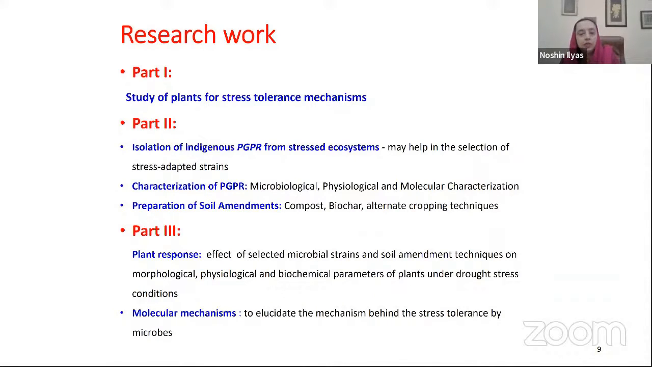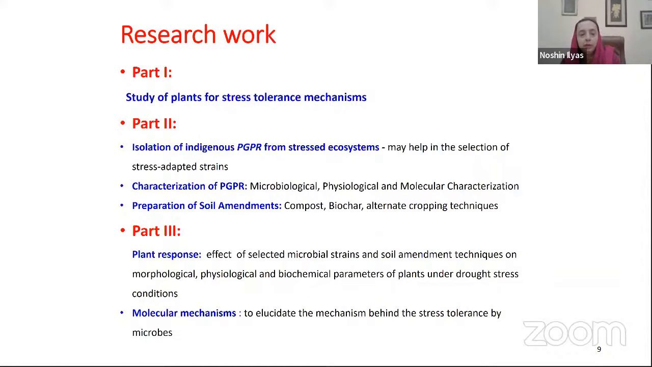Why? Because they may help in the selection of the stress adapted strains. Then we characterize this PGPR. We have done some biological, physiological, and molecular characterization. And because the soil is a complex system, we also have worked on some amendments like compost, biochar, and some have even tried the alternate cropping system.